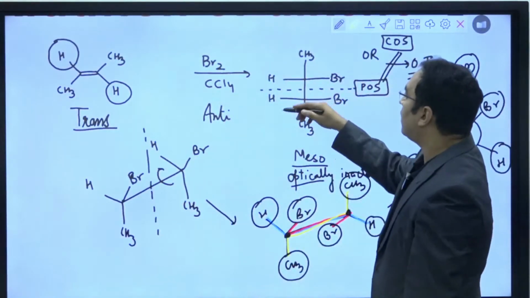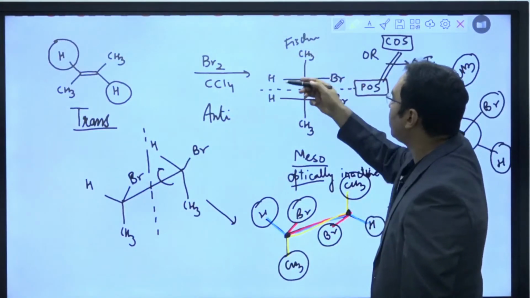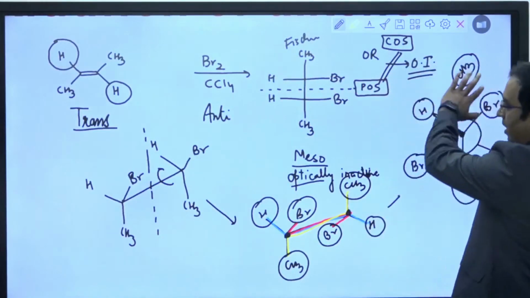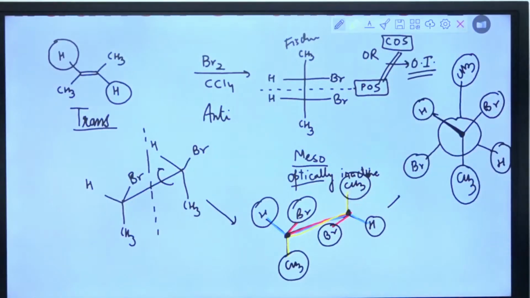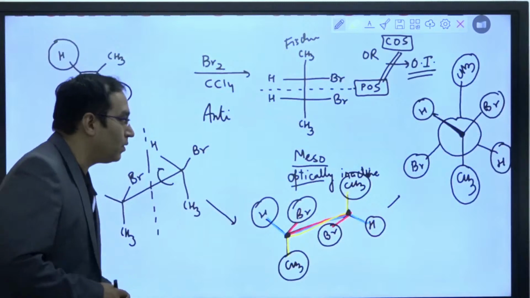The same thing if you draw in Fischer projection, this is Fischer projection. CH3, CH3, H, H, Br, Br. ये सारे structures एक ही हैं, कुछ अलग नहीं है. Advik, is it clear? Any difficulty? Any issues? Please draw all these things. Trans compound, anti-addition, this is your answer. Answer is meso.